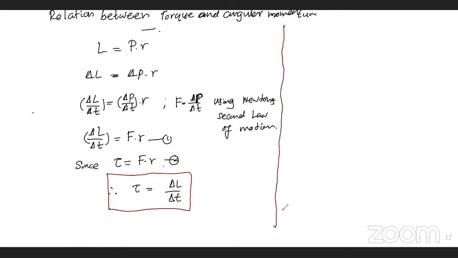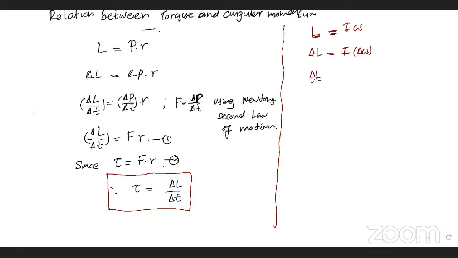Right, this side you already know is angular momentum. Angular momentum equals I omega, right? It's I omega. So consider the change in angular momentum for a body whose moment of inertia is not changing; that is the change in angular velocity.